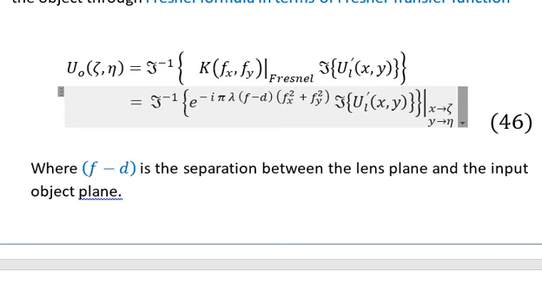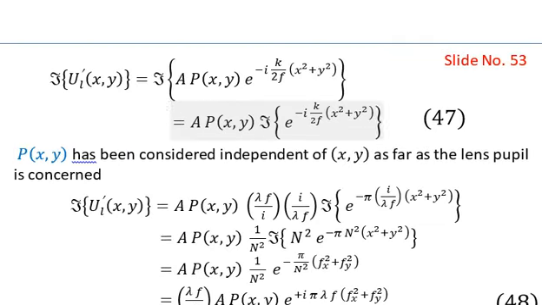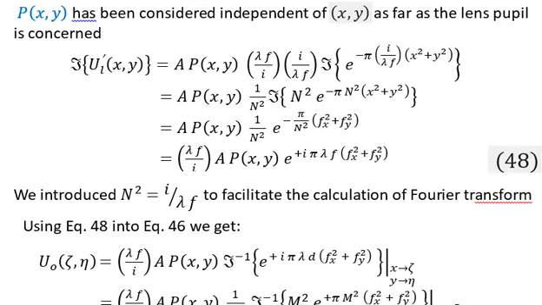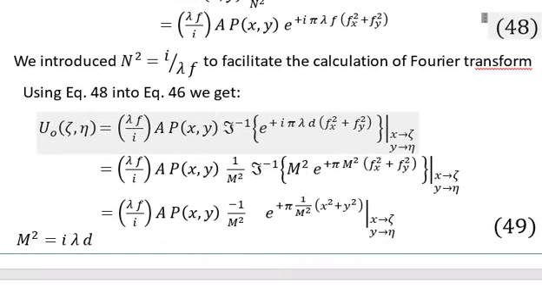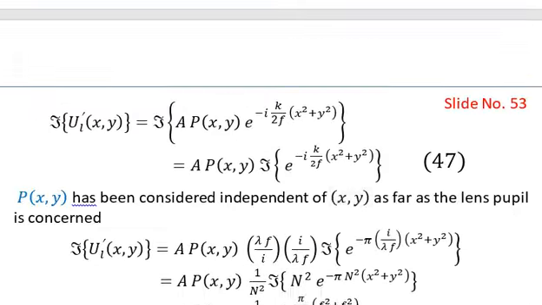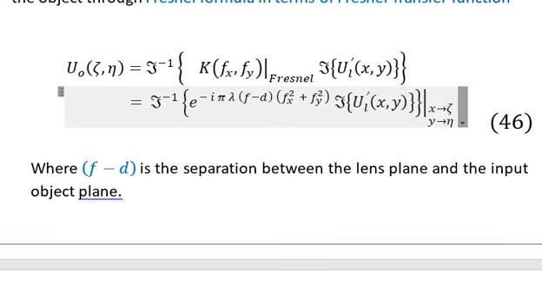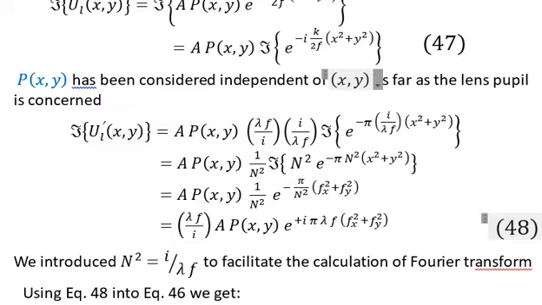So you see that e to the power minus iota pi lambda, within the bracket we have f minus z multiplied by fx square plus fy square. So one of these parameters will be cancelled out by substituting the value which we calculated from equation number 48. After calculating one of the exponents, now this Fourier operator which is at the end, including the curly brackets coordinates, we are substituting this Fourier operator over there.